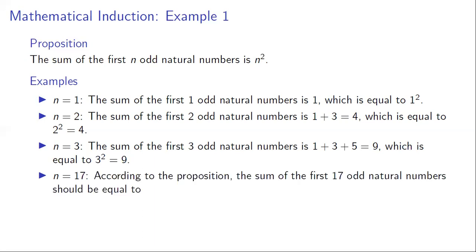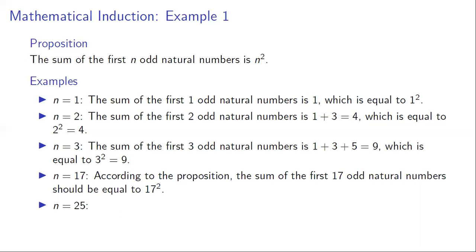Well, the proposition claims that the sum of the first 17 odd natural numbers, I don't know what those are even, and I certainly don't know what the sum is, but the proposition claims that that sum should be equal to 17 squared. Again, I don't yet know that that's true, but that's what I want to prove. I want to prove not just 17. I want to prove this for every possible number of odd natural numbers, right? Basically 1, 2, 3, 4, any amount of natural numbers.